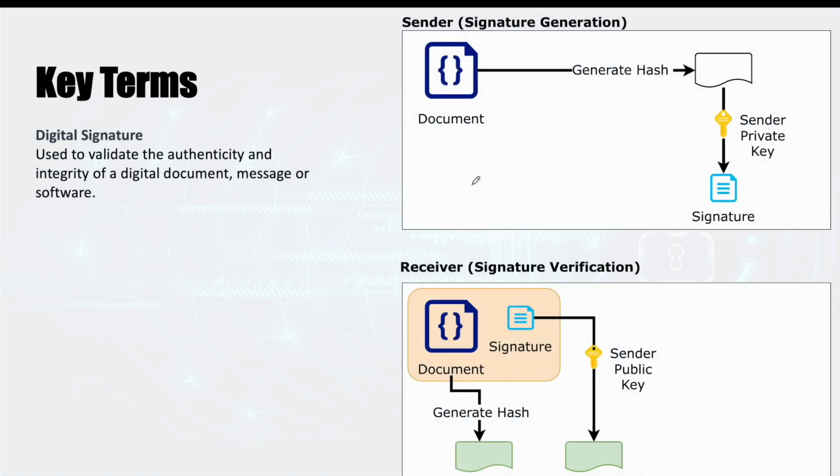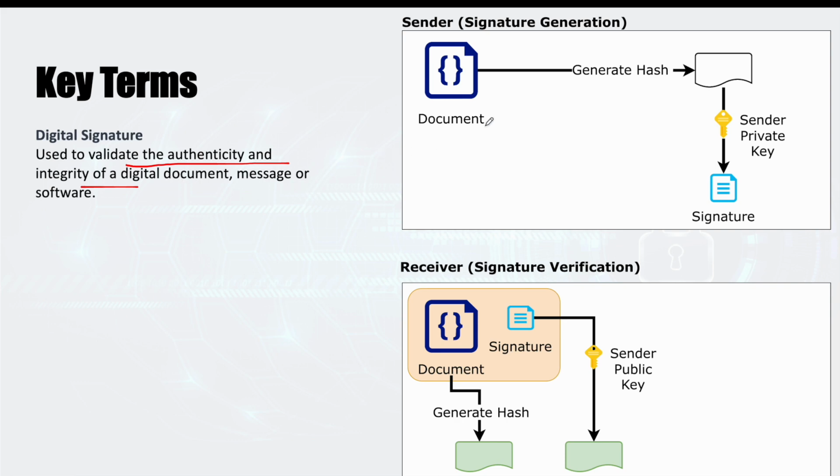Now let's see a digital signature. We discussed it earlier when we were discussing the CA. It is used to validate the authenticity and integrity of any message, document, software, basically anything which is binary. Its authenticity and integrity is validated by a digital signature.